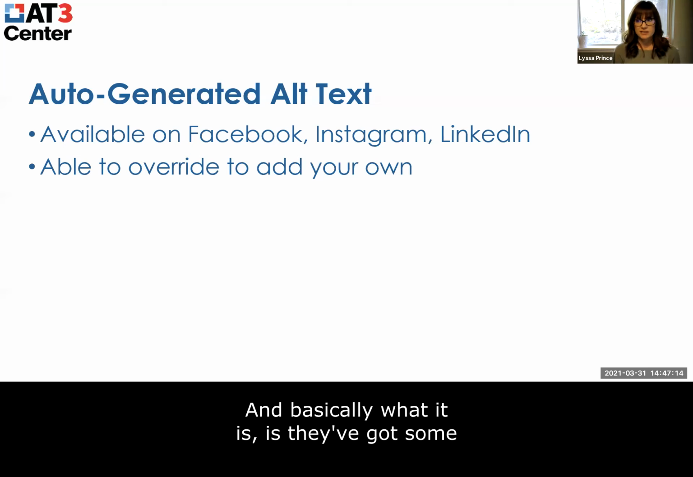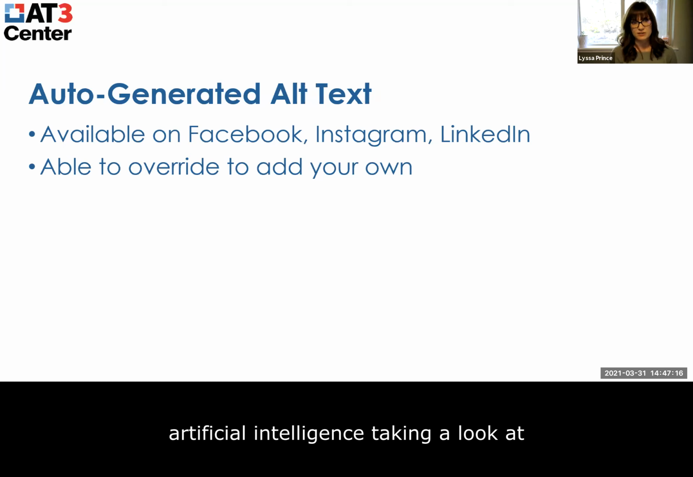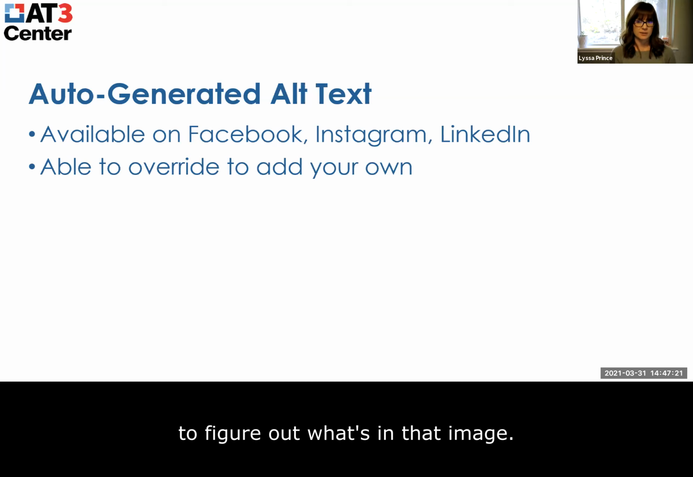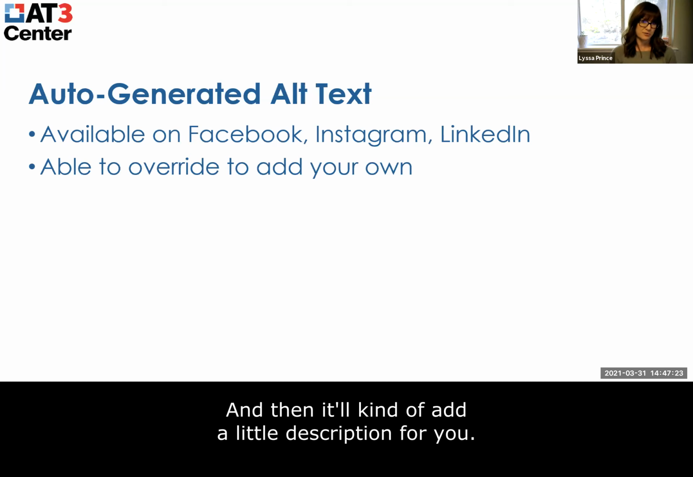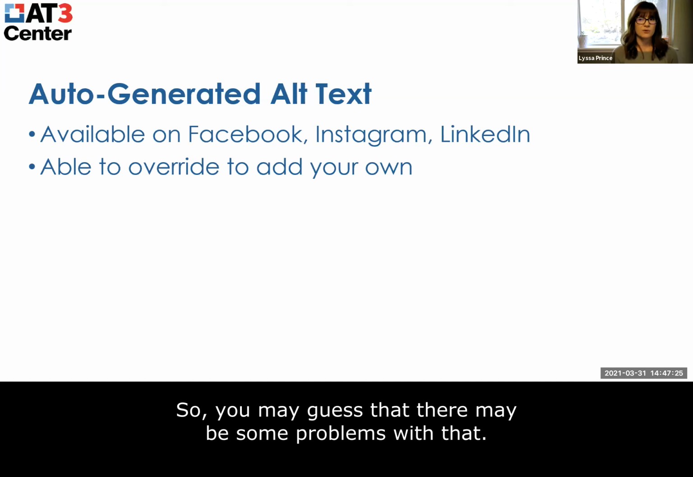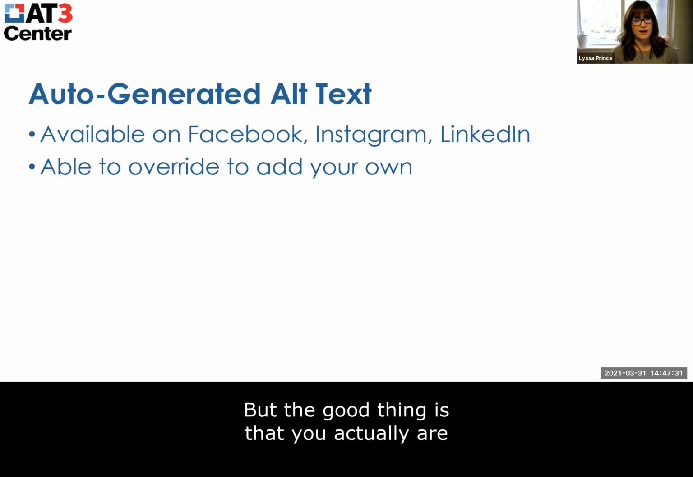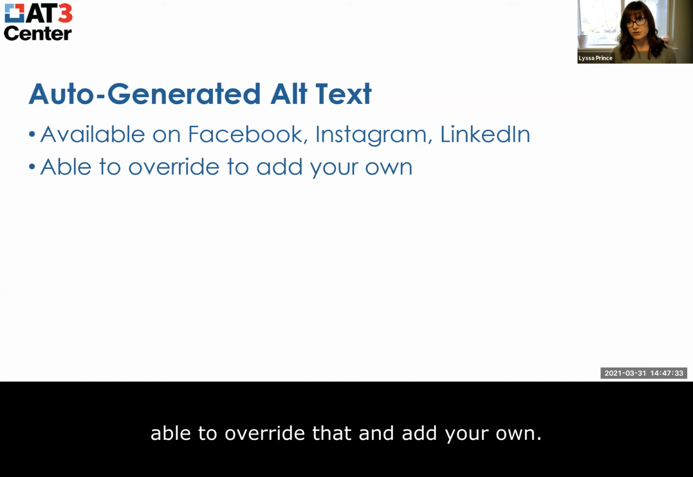Basically, they've got some artificial intelligence taking a look at the image as you're adding it, trying to figure out what's in that image, and then it'll add a little description for you. So you may guess that there may be some problems with that, and we'll go over an example shortly. But the good thing is that you are able to override that and add your own.